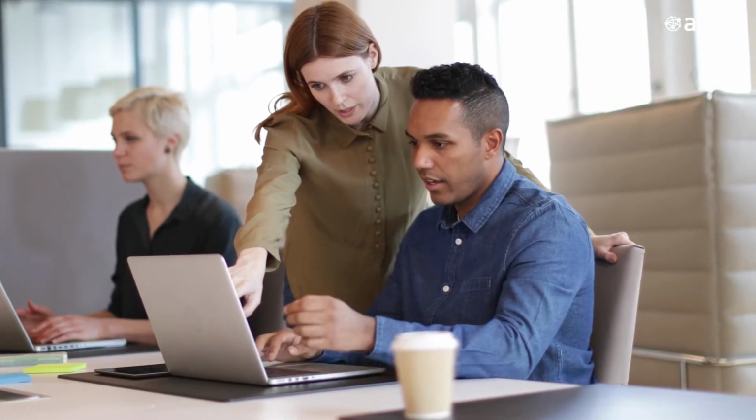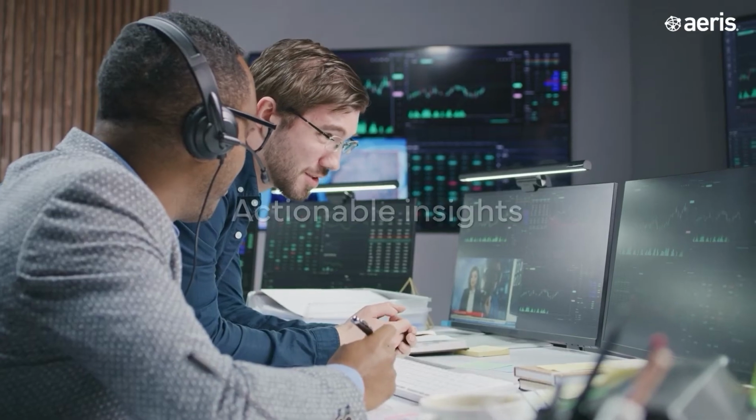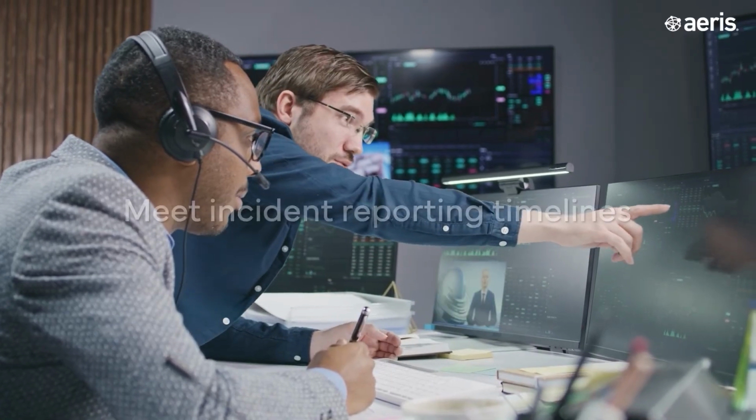Watchtower monitors for anomalies, and suspicious and malicious events are captured through indicators of compromise. It generates events and actionable insights for swift investigation and remediation, helping organizations meet incident reporting timelines.